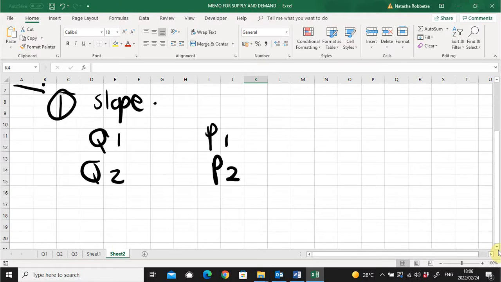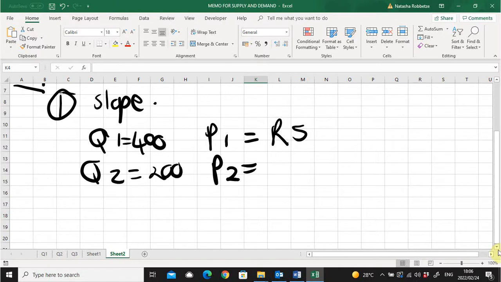The first quantity I see is 400 units, and in that instance, the price is 5 Rand. In the second instance, the quantity I see is 200 units, and in that instance, the price was 4 Rand.